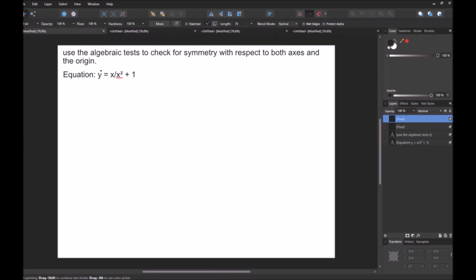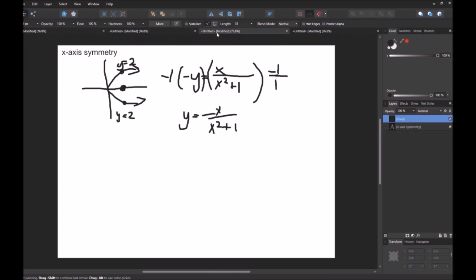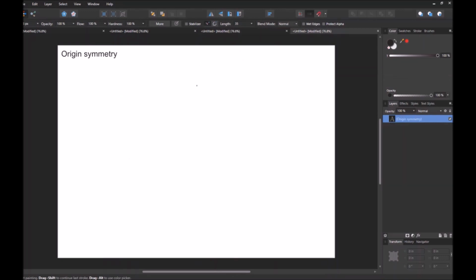Well, we can see, once again, x over x squared plus 1 is not the same as negative x over x squared plus 1. So we say that this does not have x-axis symmetry. So then we move on to origin symmetry.